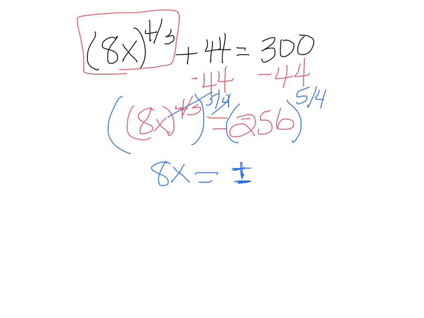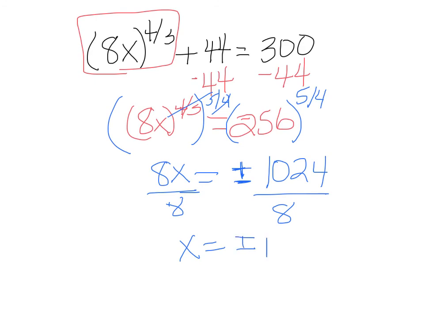So I get 1,024 when I put that in my calculator, and I have the plus or minus. And then we're going to divide that by 8. So x is equal to 1024 divided by 8, which is plus or minus 128. So not too bad. We just have that one extra step to remember, and it's all about the original problem and the exponent that comes from here. All right, so let's do one more problem and we'll be done.